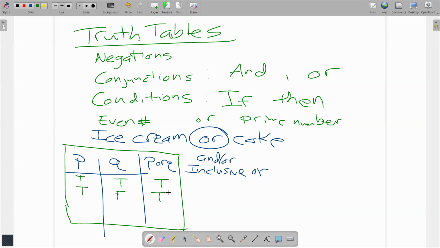Now, there's nothing special about the order of these. I could have said cake or ice cream. So that means if I go false and then true, this still ought to be true. So the only time an or is going to be false is if they're both false. Oops, that's not very good. F. This looks like a T.